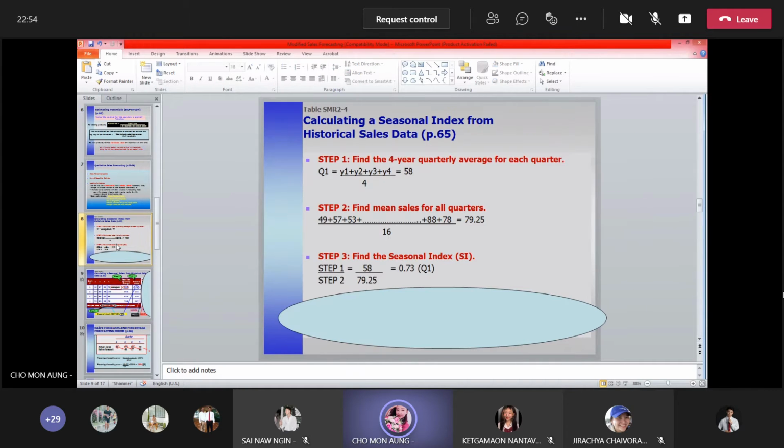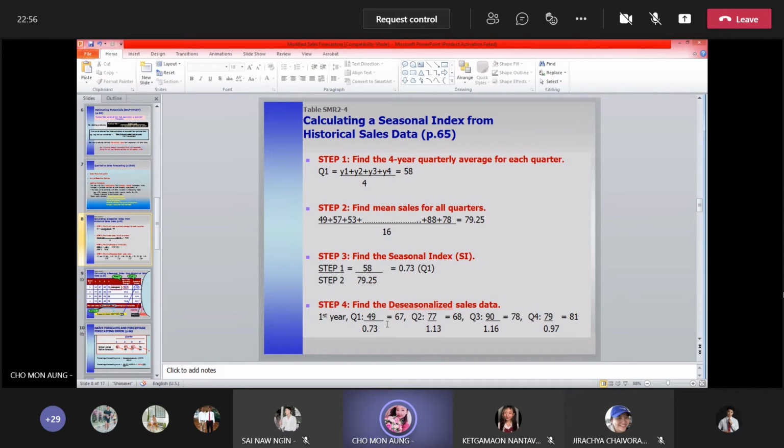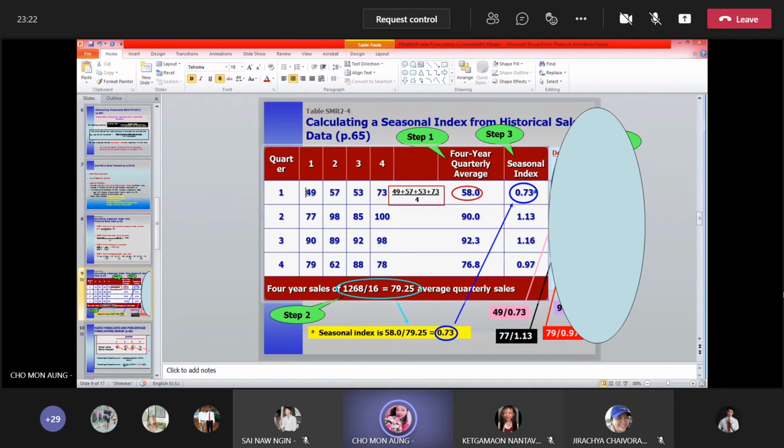All right. Now let's go to the last step. Step number 4 is finding the deseasonalized sales data, or seasonally adjusted sales data. To get step number 4, I'm doing it for you for 1 year, the whole first year. To get deseasonalized sales data, we have the actual sales right here. That is the secondary data from your company. You have it already.